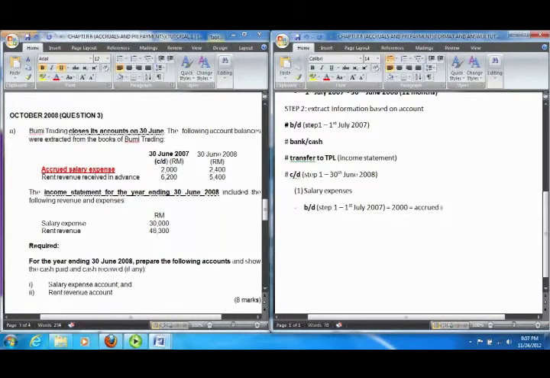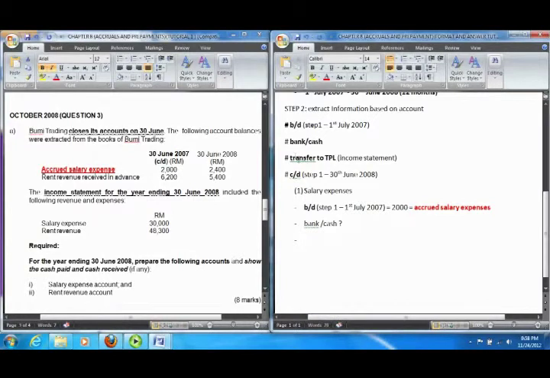Extract the information. Accrued salary expenses. So all this you can get from where, class? From the question. Next information, as you can see, bank, correct? Any information, class? You see there, class? Show the cash paid and cash received. Means that this is the question that you need to know.